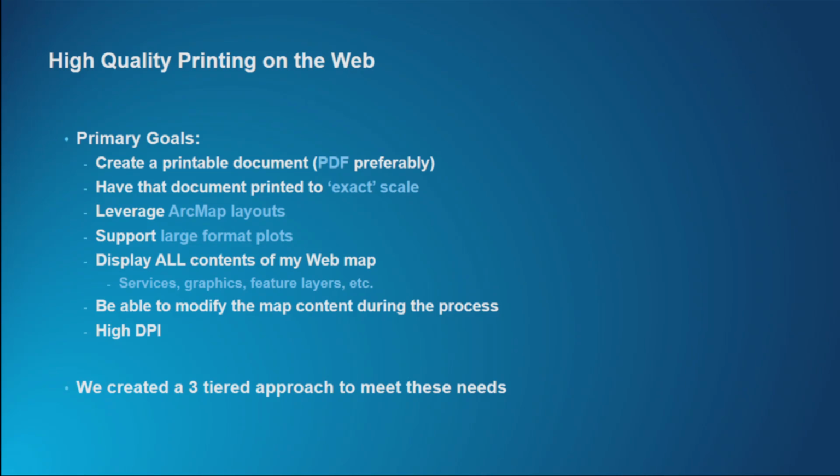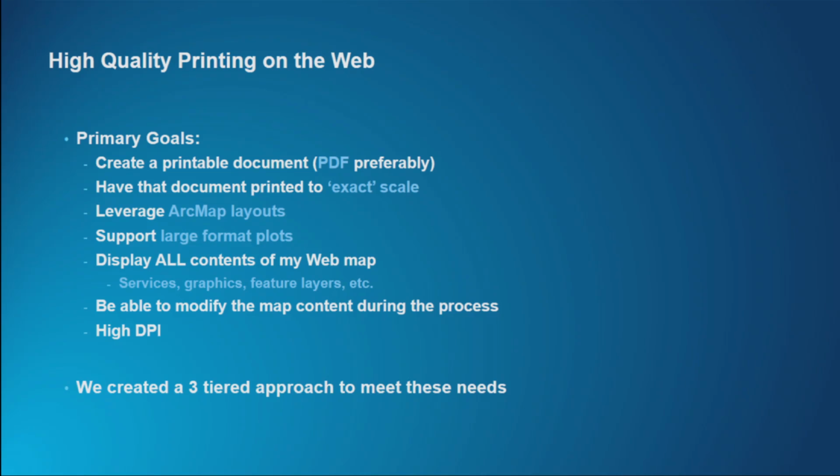Some of you want to do really large format printing, but more importantly, you want to display all the contents of your web map. That includes services, any graphics, all the feature layers. Some of you have asked for APIs to be able to modify the map content during the process of printing. For instance, swapping out one layer for another. And some of you want to support really high DPI, so really high quality prints.